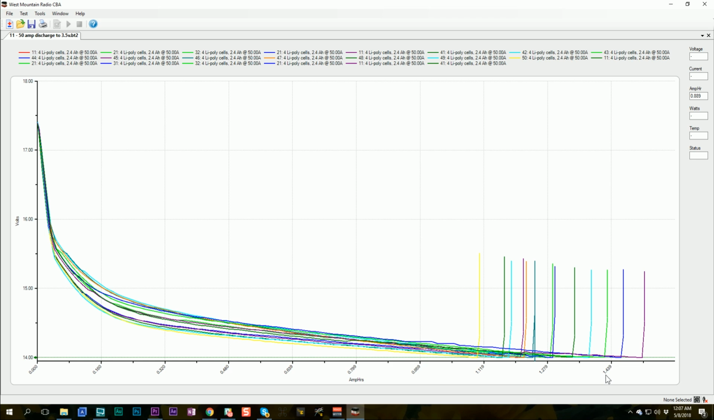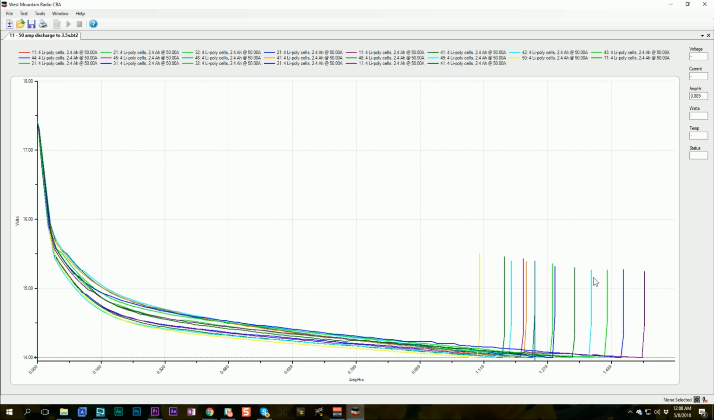Now, in the beginning, we see we have far less charge coming out of the battery, 1439 milliamp hours here. This one is the 11th pack, so that's the first one. Let's see if there's a pattern. 21, 32, 42. So we can see a clear reduction in performance as the pack gets older.